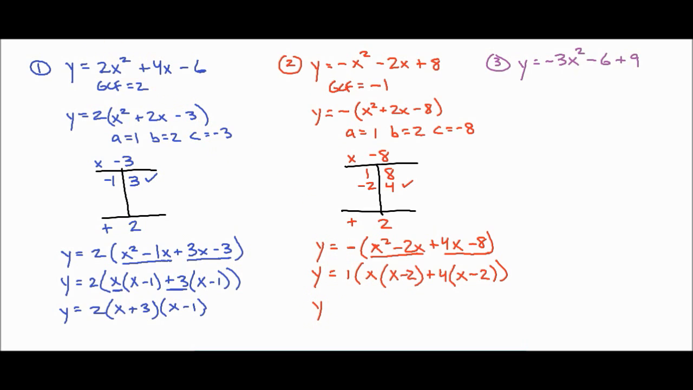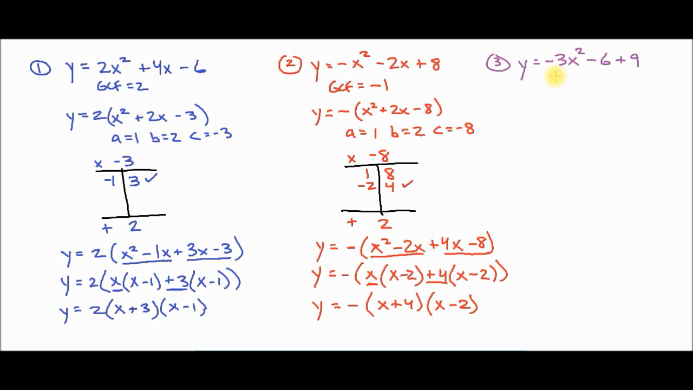You know what, class? I don't know why I wrote a 1 here. That was supposed to be a negative. Our final equation is negative. We're going to combine the x and the plus 4. X plus 4 and x minus 2. Factoring is done.